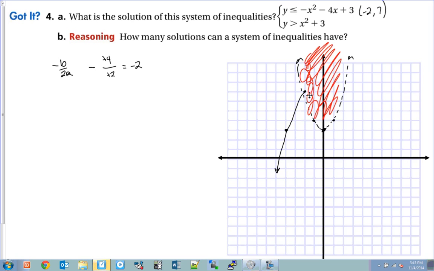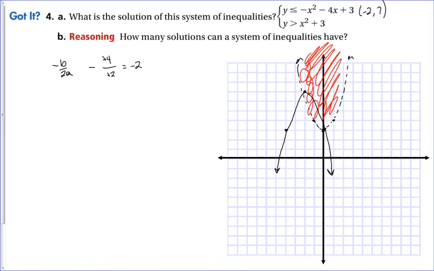Alright. So let's put some shading in here. And this one is y is less than, so it would be everything shaded below it. So if we look at where the shading overlaps, it overlaps in this area right in here. And that is the solution to that system of inequalities. Alright? Where the shadings overlap.